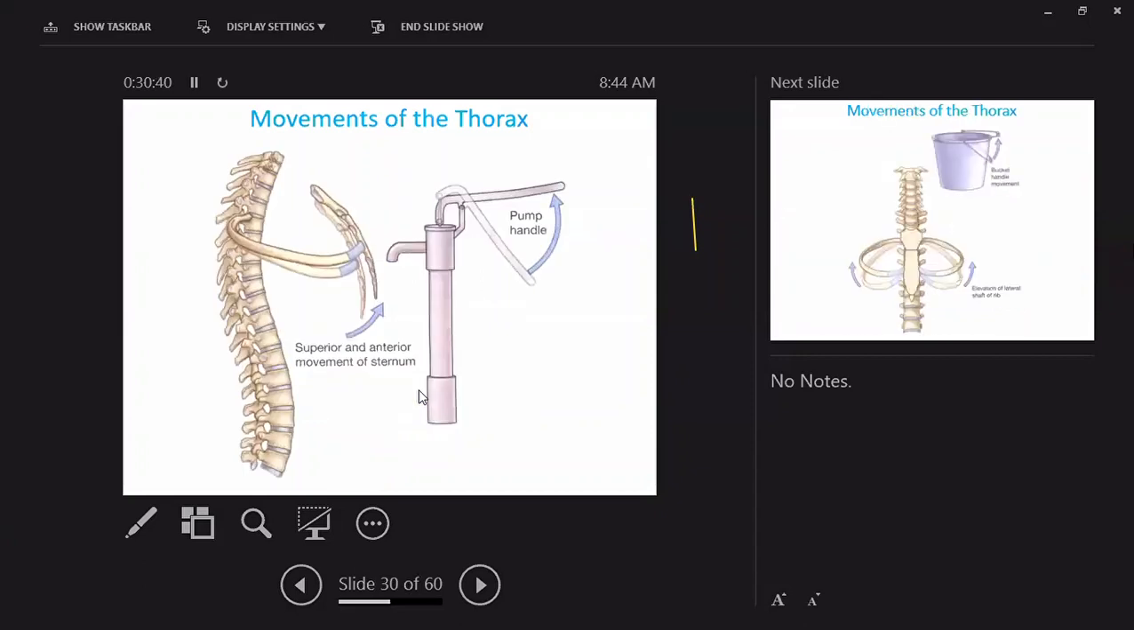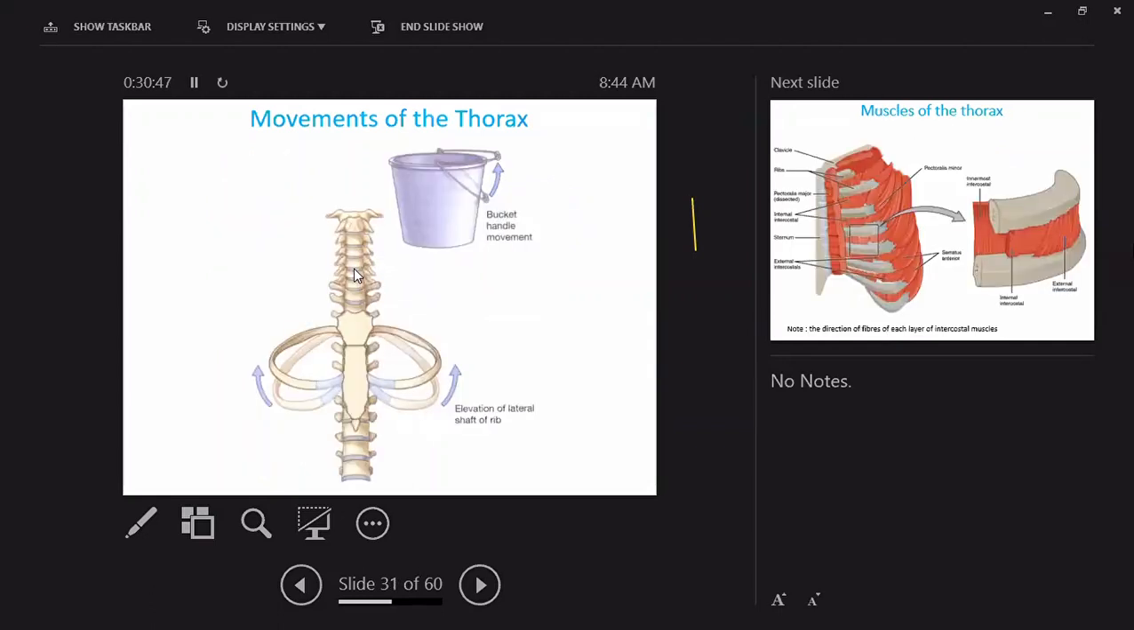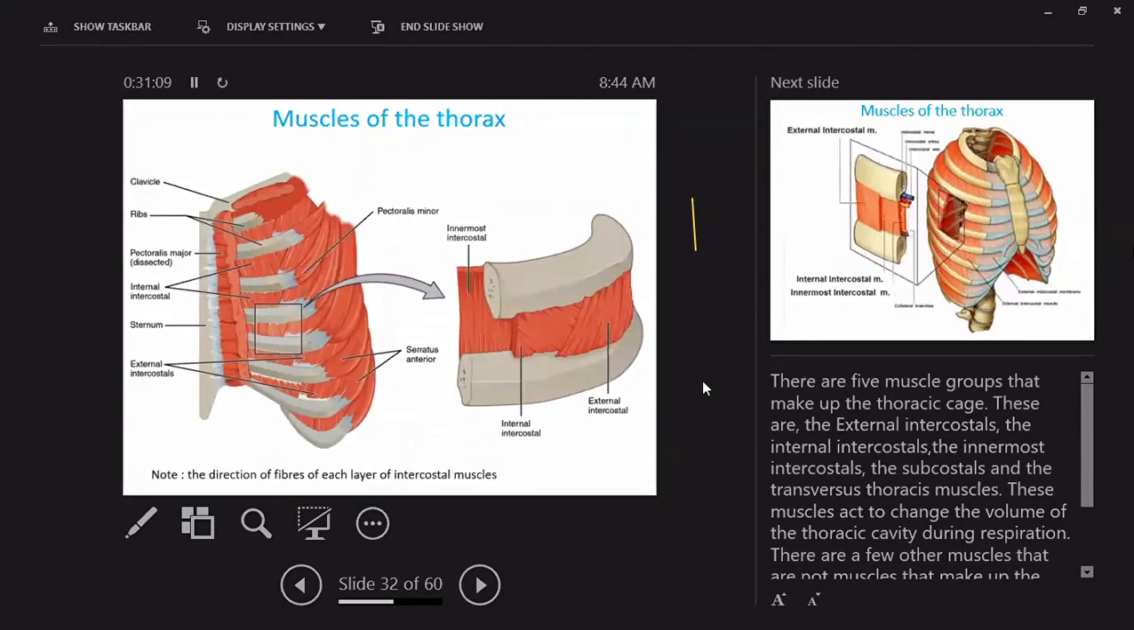The pump handle movement increases or decreases the antero-posterior diameter of the thorax, and the diaphragm going up and down increases and decreases the supero-inferior. So there are three main diameters in your thoracic cage, and the diameters are differentiated by these types of movements. It is important when you especially go to physiology and learn about the mechanics of breathing. So muscles of the thorax, there's going to be a video, so don't worry. It's a very good video. Hope you can follow this.